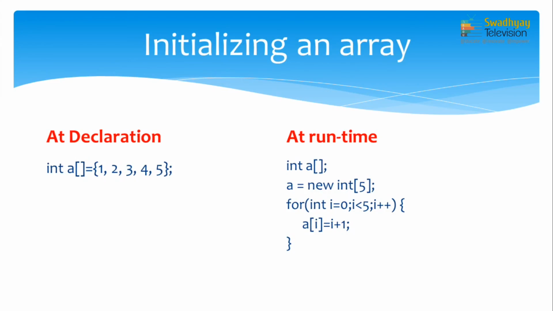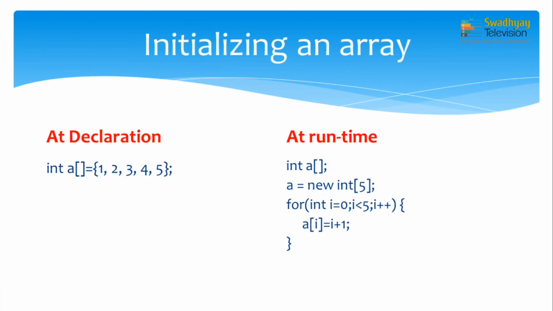We can initialize an array at declaration as well as at runtime. For example, while you are declaring an array, you can always initialize its elements. So, here in the first case we specify empty brackets and then an equal to sign, and in curly brackets we specify the elements of the array separated by commas, and at the end we write a semicolon. Now, the same thing can be achieved at runtime. So, in the second case initially we declare the array as empty, then we actually allocate memory for A by writing new integer and its size is 5.